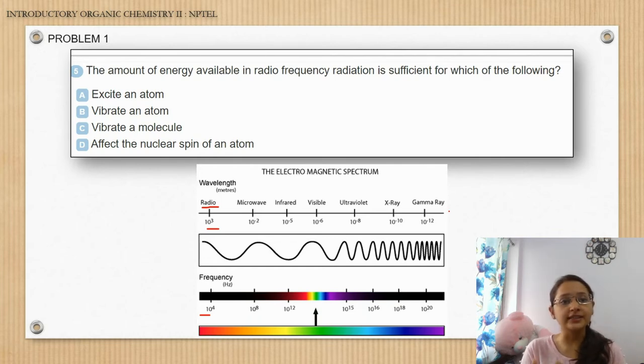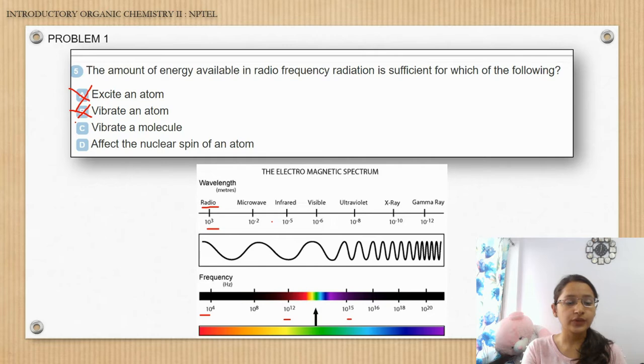For excitation, we need ultraviolet radiant energy, which is related to 10 raised to power 15. To vibrate an atom or a molecule, we need energy equal to 10 raised to power 12, which is the infrared region. To affect the nuclear spin, the amount of energy required is very small. So the radio frequency radiation is just sufficient to affect the nuclear spin of the atom, rather than to excite an atom or to vibrate a molecule.